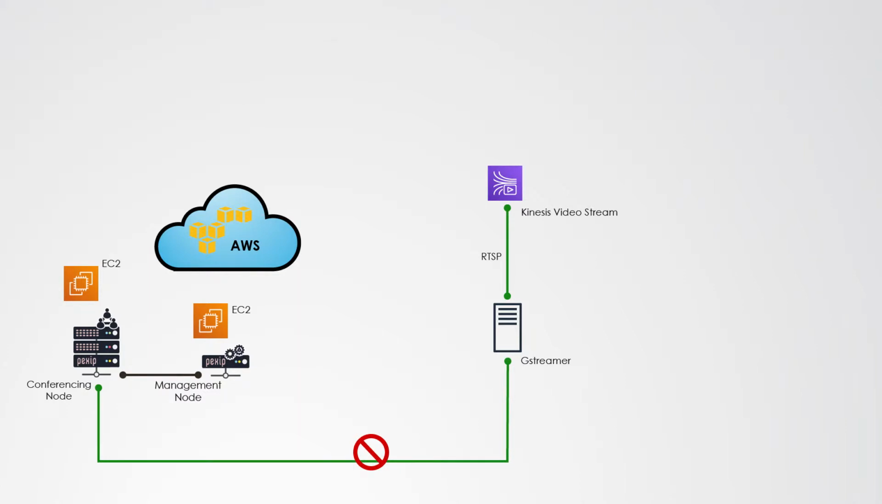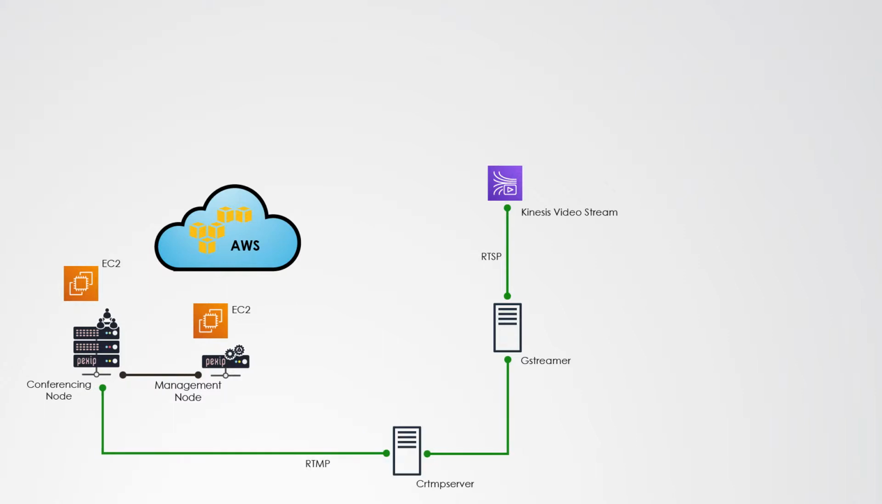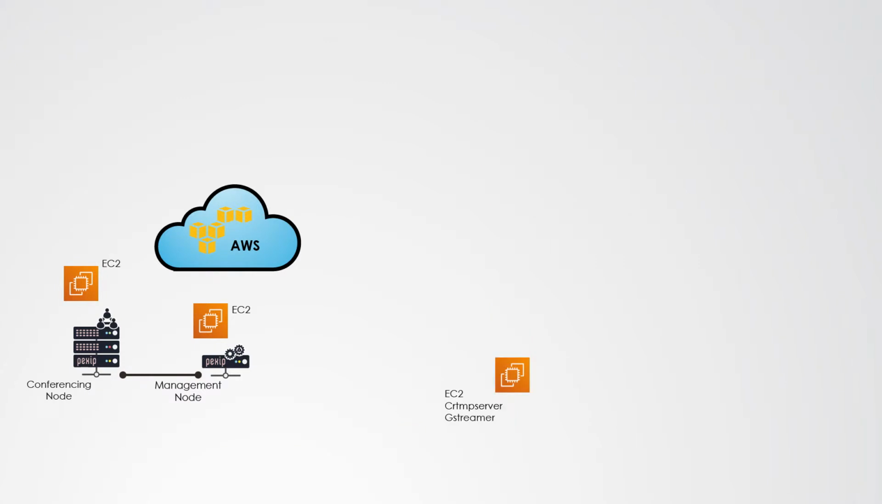The other problem is that the KVS plugin for GStreamer can only pull RTSP content, and my Pexip server can only push content in RTMP. So I need an additional bridge between the two. For that, I am using a CRTMP server. So the additional EC2 instance is hosting both the CRTMP server and GStreamer applications. So that's it for the description of this Rube Goldberg machine I had to use to plug Pexip Infinity to KVS. So let's go back to the details of the demo.